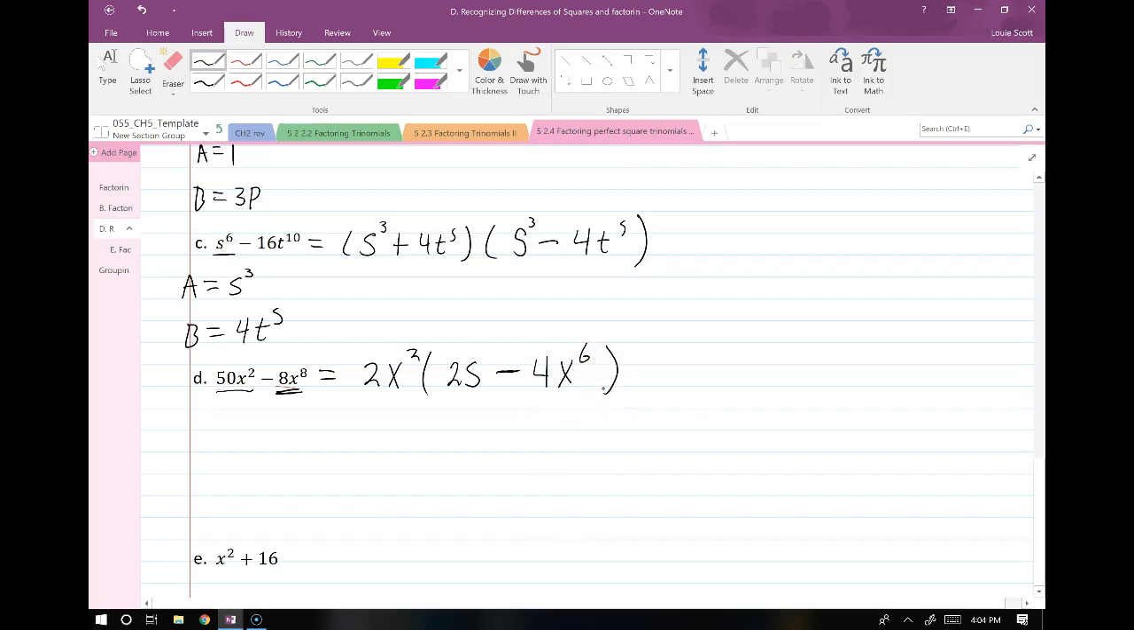Okay. Now that I put it in this format, why don't you guys try and use difference of squares on this inner polynomial here? All right, so select your a, select your b. Remember, the a is the square root of this first term, the b is the square root of this second term, and then use your formula.